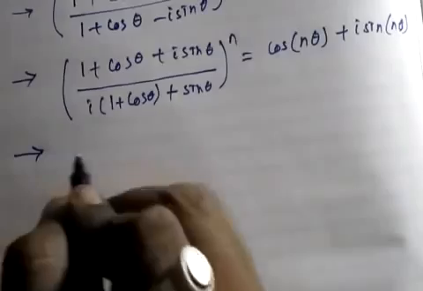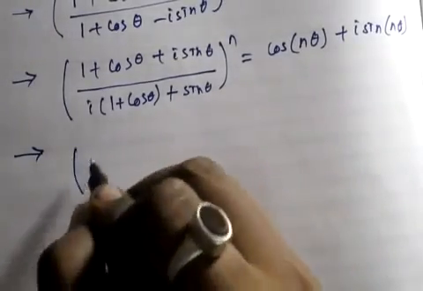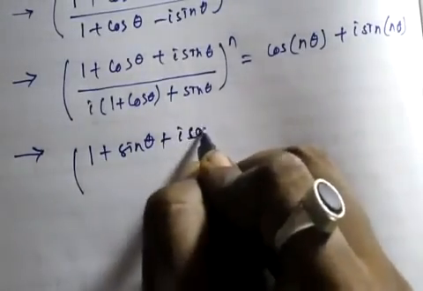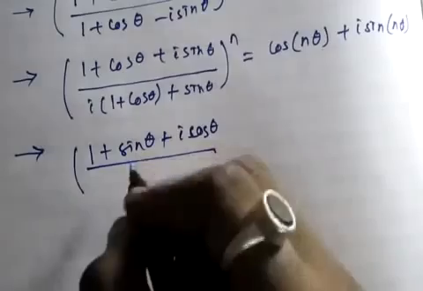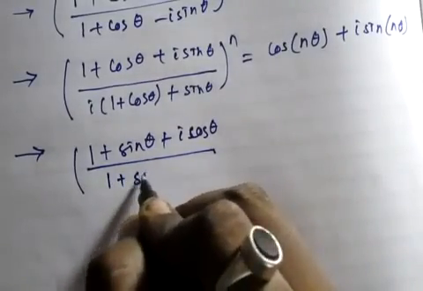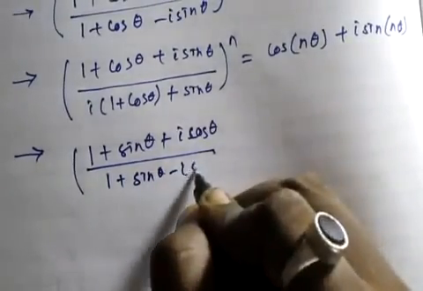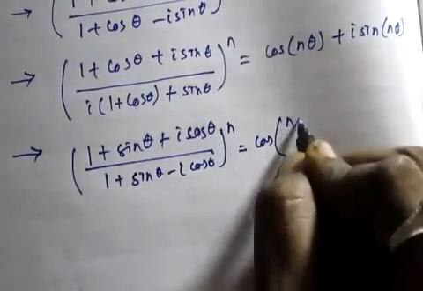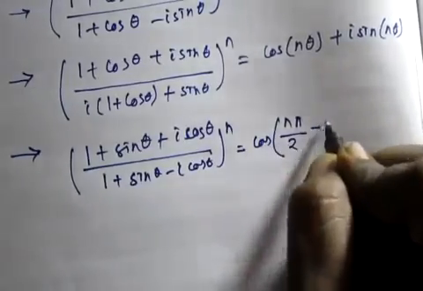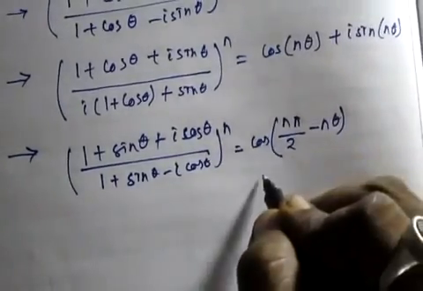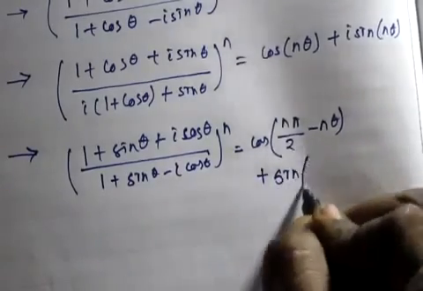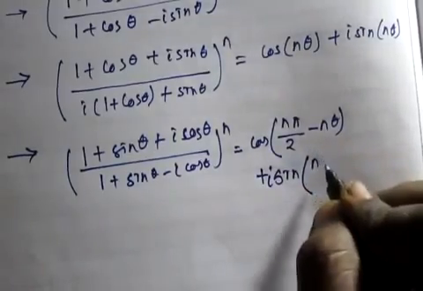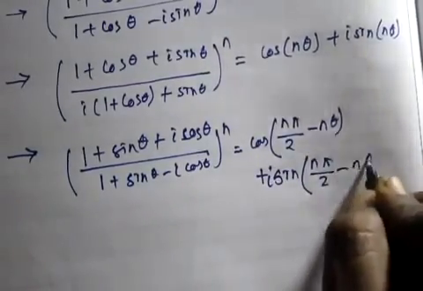The next formula comes like this: (1 + sin θ + i cos θ) divided by (1 + sin θ − i cos θ), to the power n, is equal to cos(nπ/2 − nθ) + i sin(nπ/2 − nθ).